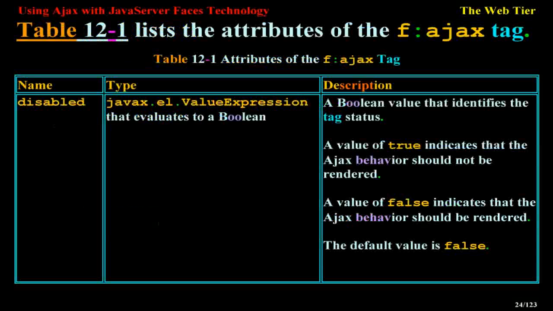Table 12-1 lists the attributes of the Ajax tag. Table 12-1, attributes of the Ajax tag. Name, type, description. Disabled, javax.el.ValueExpression. Value expression that evaluates to a boolean value that identifies the tag status. A value of true indicates that the Ajax behavior should not be rendered. A value of false indicates that the Ajax behavior should be rendered. The default value is false.